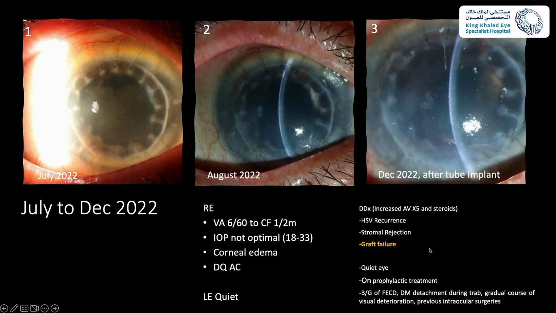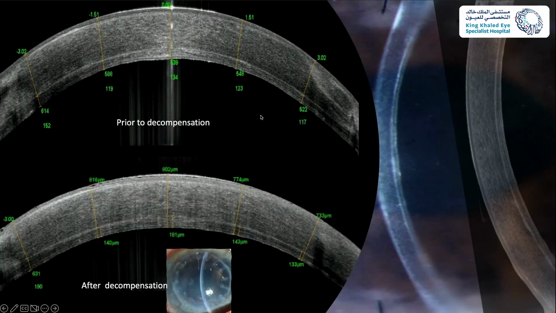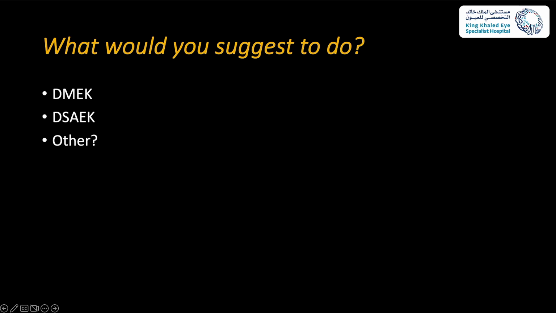Is it stromal rejection? Is it graft failure? And since the patient was on prophylactic treatment and there was a background of Fuchs endothelial dystrophy and previous DM detachment after DALK, history of previous DALK, gradual course, and visual deterioration, it was deemed that this is graft failure. Here you can see the stromal scarring evident in OCT, as well as the slit lamp photos. So what would you suggest to do in this case? Basically the options are DMEK, DSEK, or other procedure. I'll go back to this case later on.